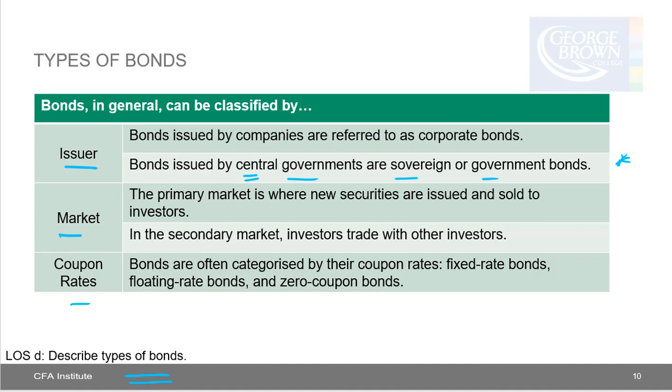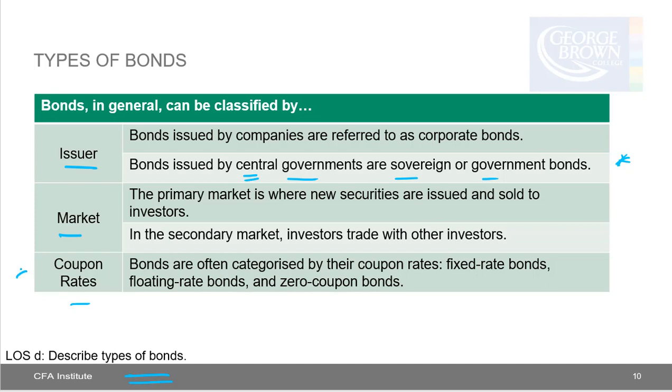With regards to the market, the primary market is the market in which new securities are issued and sold to the investors for the first time. In the secondary market, investors trade with other investors. So stocks and bonds, when they're initially issued for the first time, it's in the primary market. And then when they start to trade and exchange hands between other investors, that's called the secondary market.